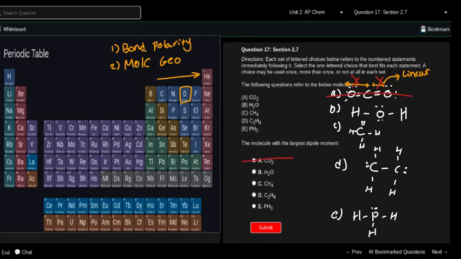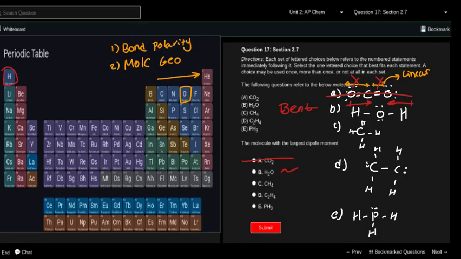Now I'm going to look at H2O. H2O has a bent shape, okay? So that means it is not symmetrical. And the dipole moment will be going towards the oxygen, and it's a very big dipole moment because there's a large electronegativity difference between the hydrogen and oxygen. So that looks like a good choice.